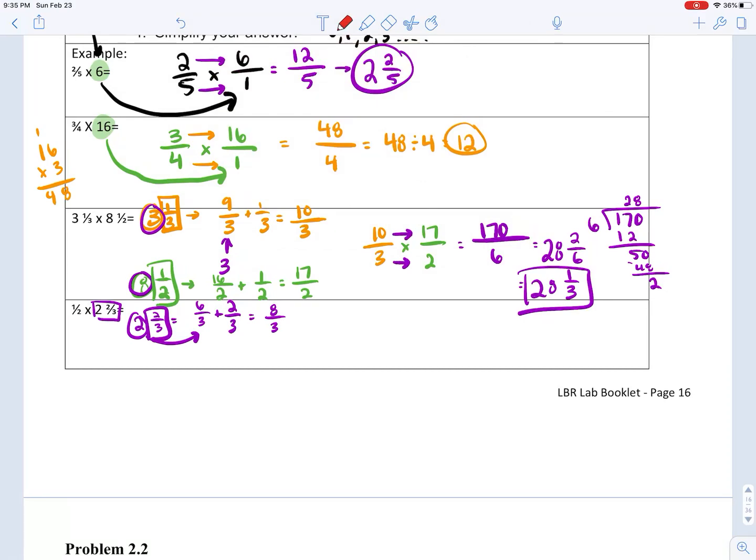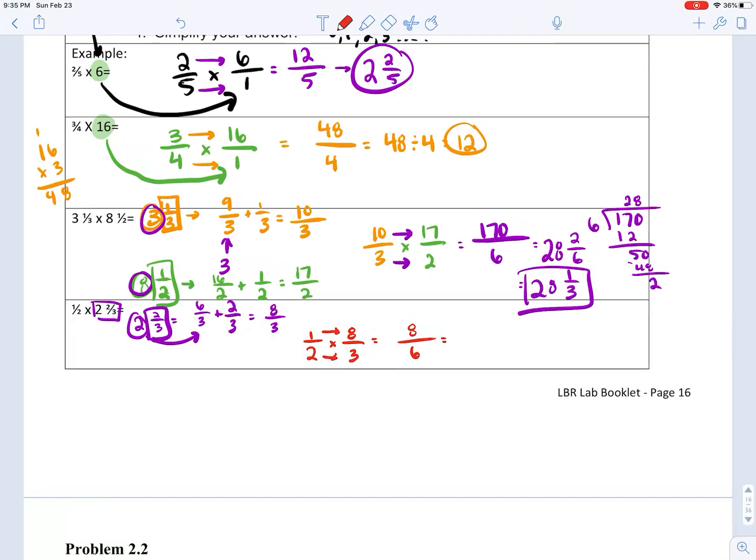What's nice is that there isn't too much work here, not compared to the last one. With 2 mixed numbers, there's a little bit more work, but with only 1, it's not as bad. So 1/2, and we're multiplying by 8/3. Multiply straight across the top. 1 times 8 is 8. Multiply straight across the bottom. 2 times 3 is 6.